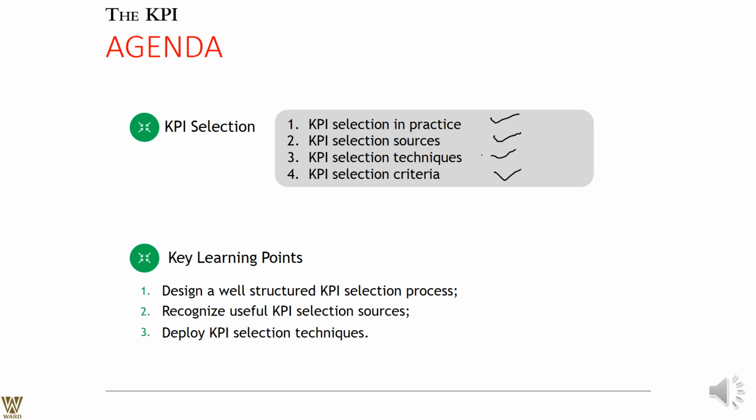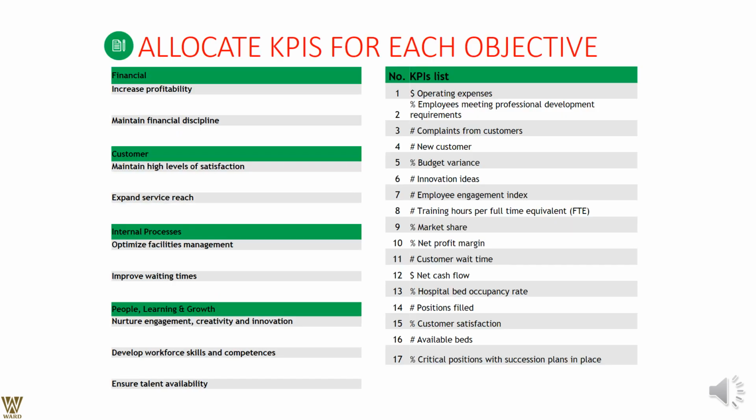So let us understand the key learning points. First and foremost is to design a well structured KPI selection process. Recognize the usefulness of KPI selection sources and the selection techniques. So these are my learning points, or the output of what the audience will learn from this presentation. Then, allocation of KPIs for each of the objectives.